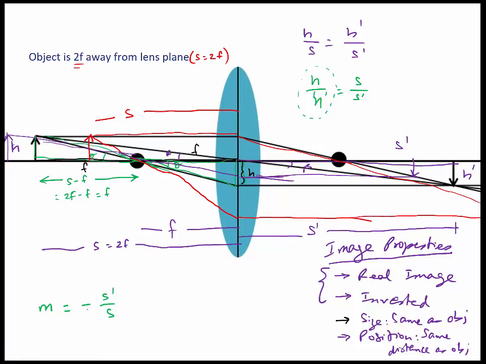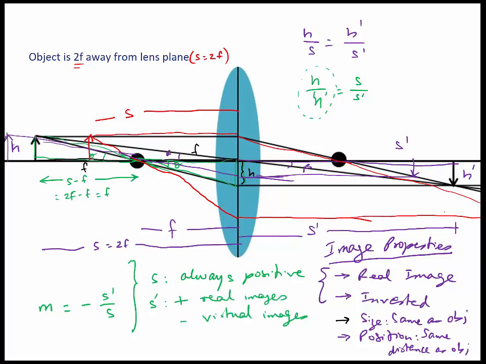And the reason we add this negative sign is so that this equation can tell us the orientation of the image. So let me give you some conventions in using this equation. The object distance s is always positive. The image distance s prime is positive for real images and negative for virtual images. In this case, the image is real, so s prime will be positive. And then the resulting sign of the magnification will tell us the orientation of the image. So if m ends up being positive, then the image will be upright. And if m ends up being negative, the image will be inverted.